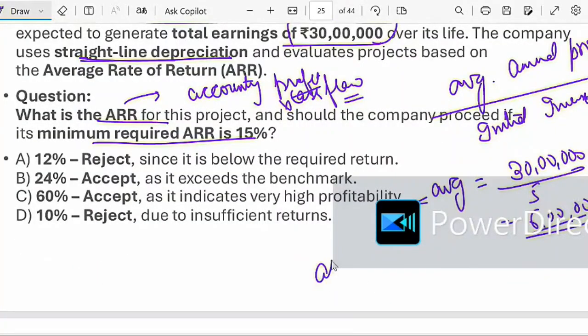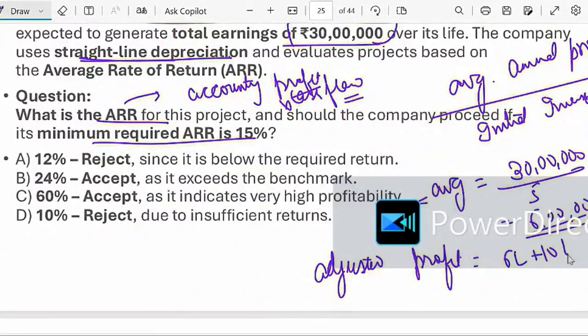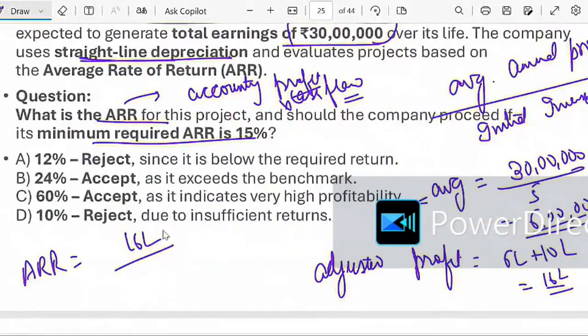So what is the adjusted profit? Adjusted profit is 6 lakh plus 10 lakh depreciation. So it is how much? 16 lakh. So this is your adjusted profit. Now we have to find the ARR. So what is ARR? 16 lakh divided by initial investment. How much have we invested? 50 lakh, right? So how much is it? I think it is 32%.